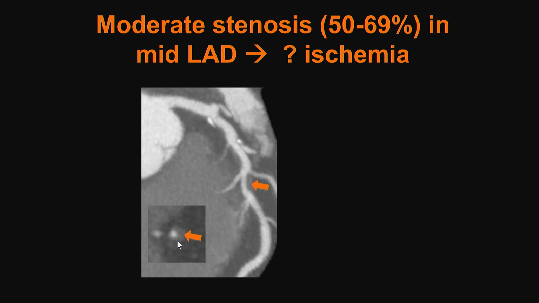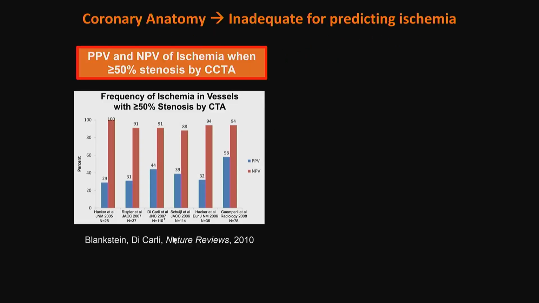So one of the challenges, and this is true not just for CT angiography, but also for invasive angiography, is that when we see a moderate lesion, it is very difficult to know, is this associated with ischemia? In fact, when we looked at this in a review from several years ago, in 6 different studies of patients that underwent both CT angiography and nuclear imaging, in this slide we see the positive predictive value in blue and the negative predictive value in red of a 50% stenosis for identifying whether ischemia was present or absent.